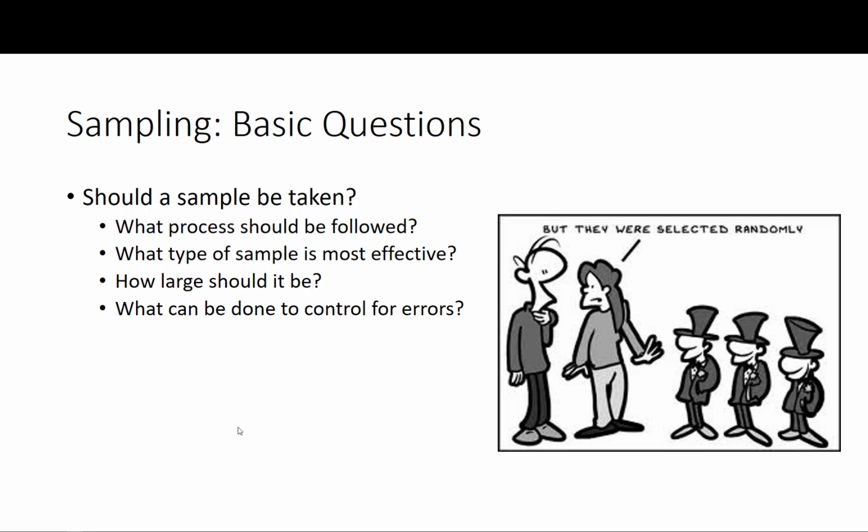And what can be done to control for errors? So do we need to have some sort of quota system in order to control for errors that might occur in random sampling? As you can see in the cartoon onto the right, random sampling doesn't necessarily mean that you get a representative sample.